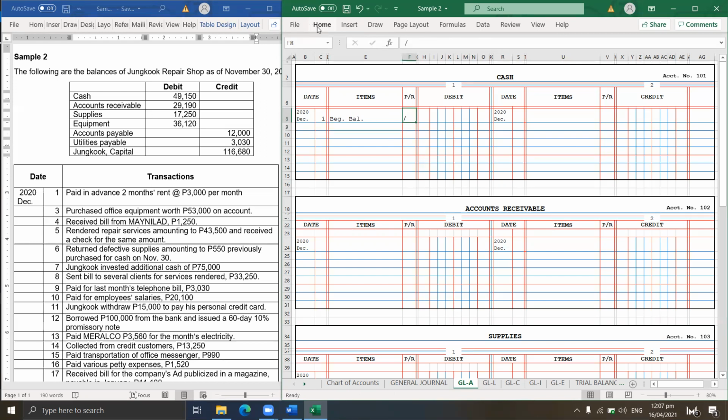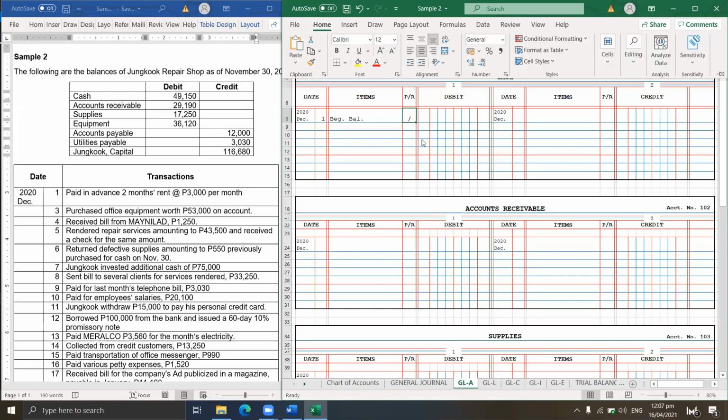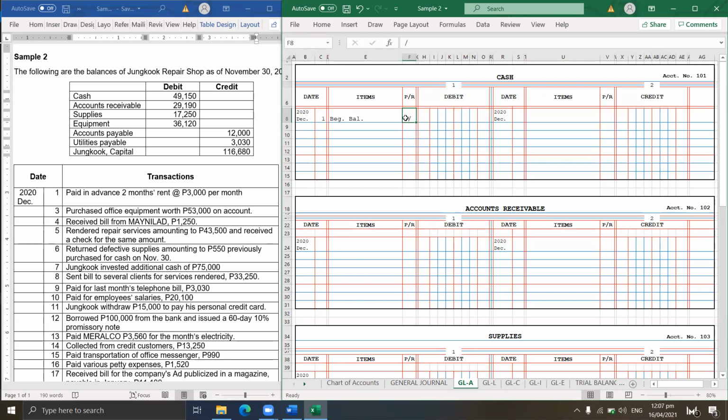Okay? So, pero pag nilagay ninyo, pwede pong yung usual na check mark. Hindi ko kasi magawa dito yan eh. But that's a check mark. And then you just put the balance. Okay? So, copy it properly. So, it's 49,150. Okay? So, after that, we have already opened the balance of our cash.